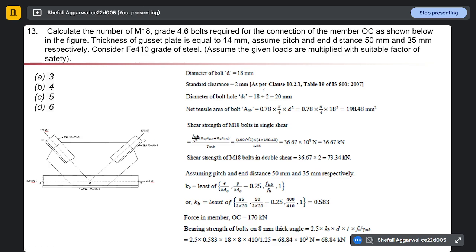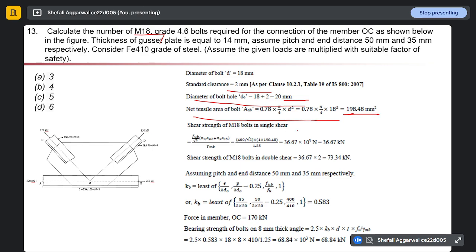So the diameter of the bolt is given as 18 mm. Taking an extra clearance of 2 mm, the diameter of the bolt hole will be calculated as 20 mm. The next thing is calculating the net tensile area of the bolt, A_nb. It is given as 0.78 pi by 4 d square, and d will be taken as 18 mm. Using this, we get the net area of the bolt as 198.48 mm square.